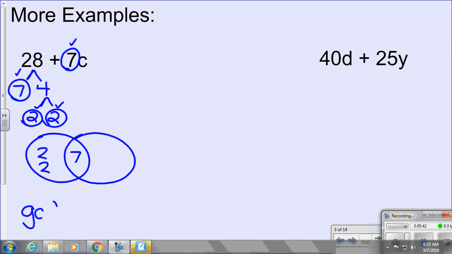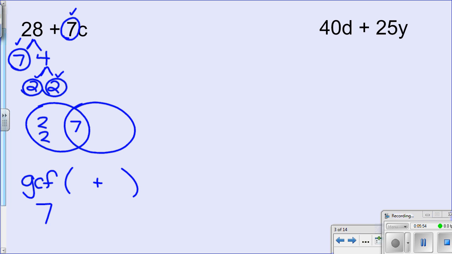Remember, it's greatest common factor, parentheses, and this has an addition sign in the center. So the greatest common factor is 7. On the outer left circle over here, 2 times 2 is 4. And in the right, there's nothing. And if you remember from when we learned this in the first unit of the year, empty circles in a Venn diagram represent the number 1, not a 0, so be careful of that. And there is one variable, and it's attached to the right-hand side, so that is where we will leave our variable.